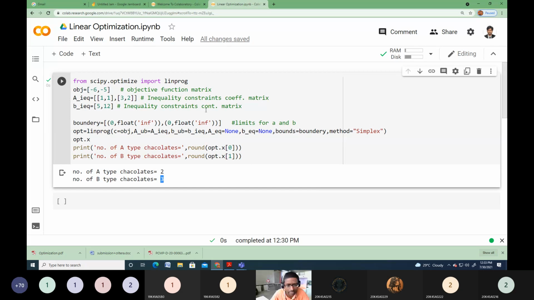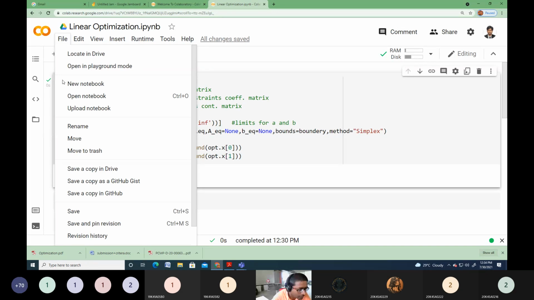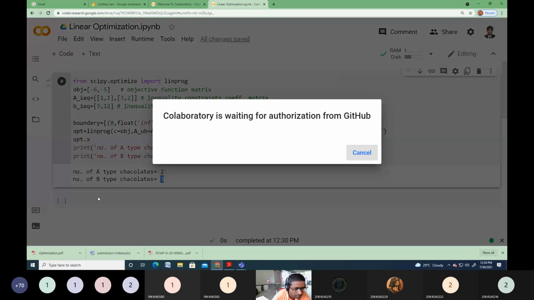Now, once your coding implementation is completed, you have to share your code as an assignment through your GitHub repository. How? The program is completed, so now what you have to do is go to File. You can see an option called Save a Copy in GitHub. Go to File, and you can see Save a Copy in GitHub. So click on that one.